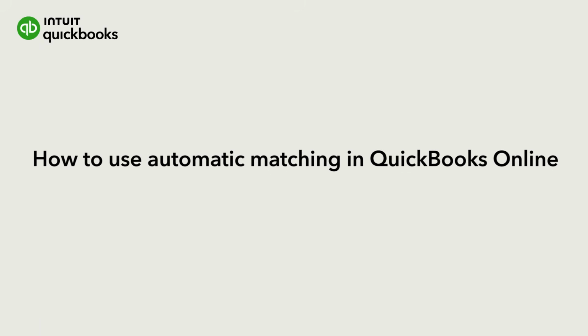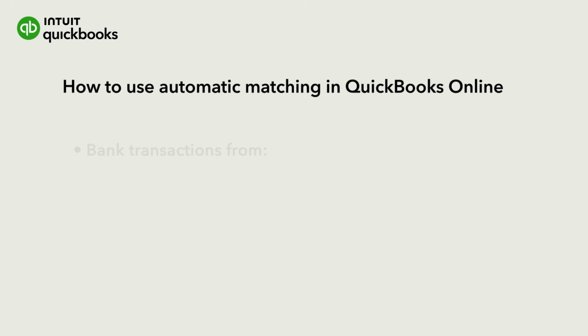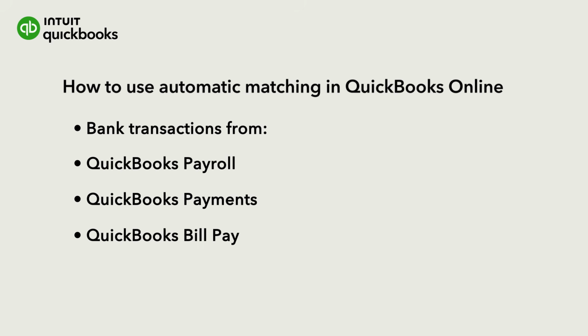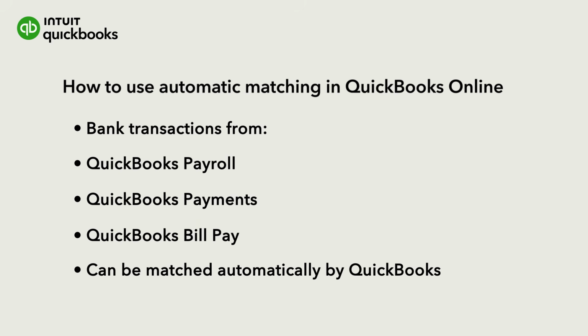Let's go over how automatic matching works in QuickBooks Online. When you download bank transactions, new ones normally need to be matched manually. But for transactions from QuickBooks Payroll, QuickBooks Payments, and QuickBooks Bill Pay, QuickBooks can match them automatically. This prevents you from recording the same transaction twice.